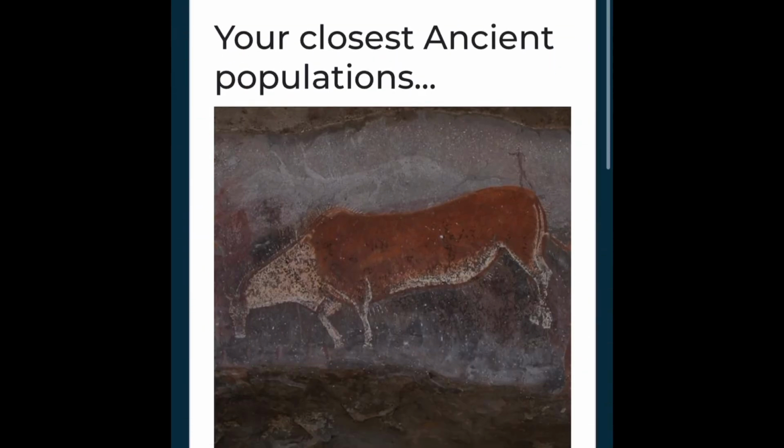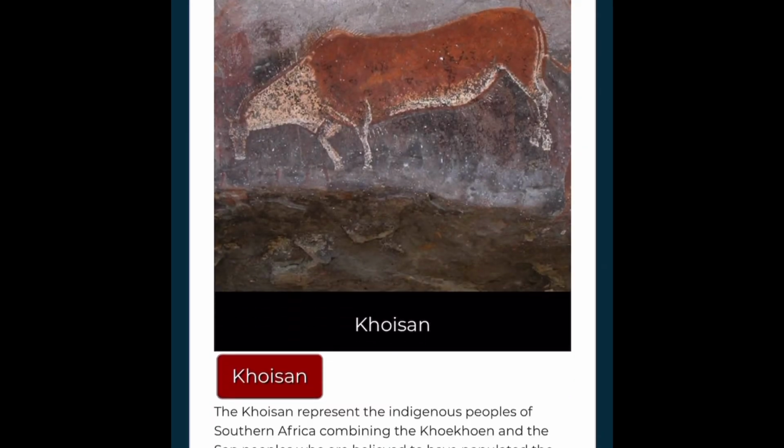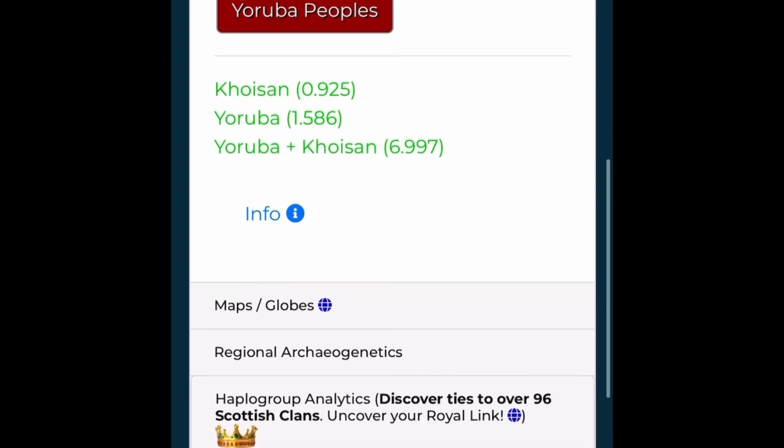Now, this section is your closest ancient populations. And as you see, I have Khoisan and Yoruba peoples. It is showing up as Khoisan 0.925, Yoruba 1.586, and then the combination Yoruba and Khoisan is 6.997. And our information button says, what do these numbers mean?